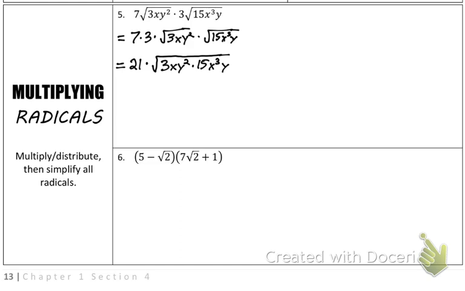Did I pick the wrong ones? No, I'm good. I did 7 times 3. So I moved the 3. I took this 3 here and moved it there.